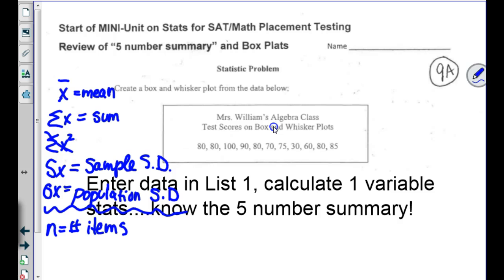You should have picked up the packet in the back of the room. You should have your graphing calculator, and you should put these into list 1 if you just got here.